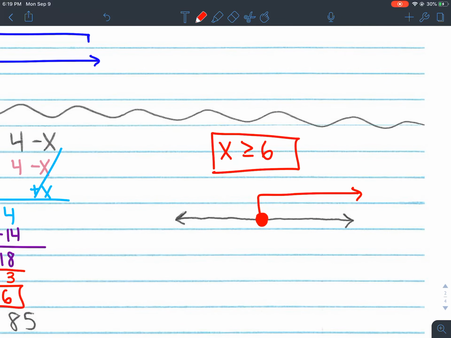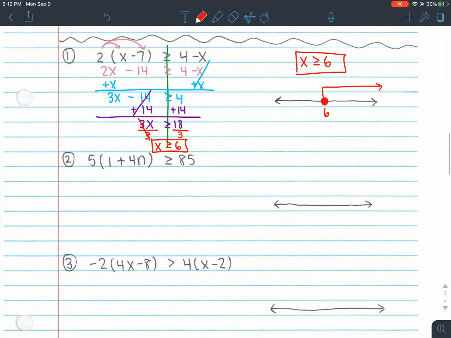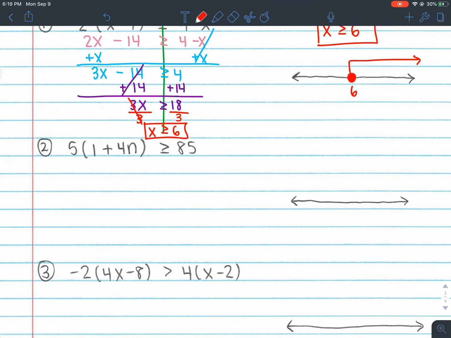Now there's one more thing I haven't done, and that's say that it's 6. So this number line is super easy. I don't have to write all the numbers out or anything like that. I just want to write the 6 and then shade it to the right. All right, moving on to number 2.